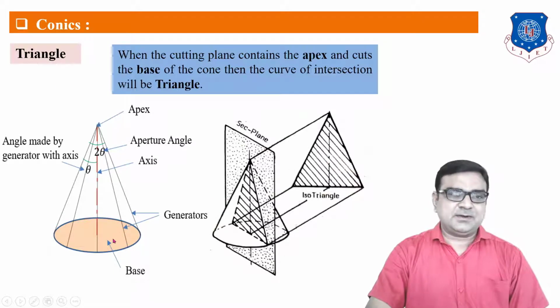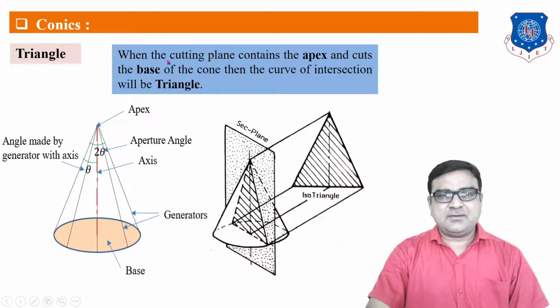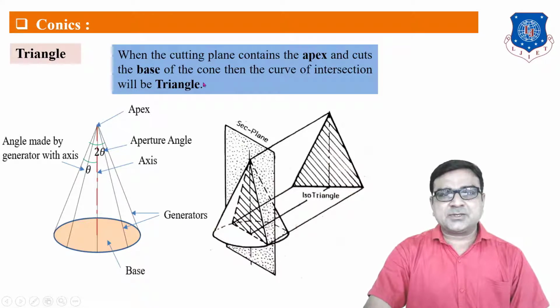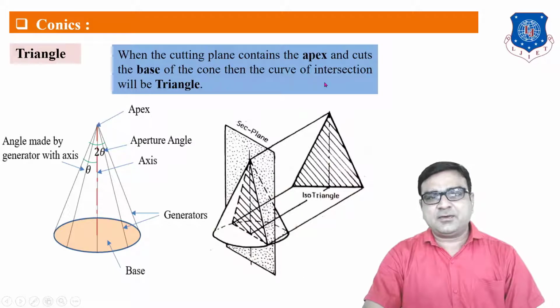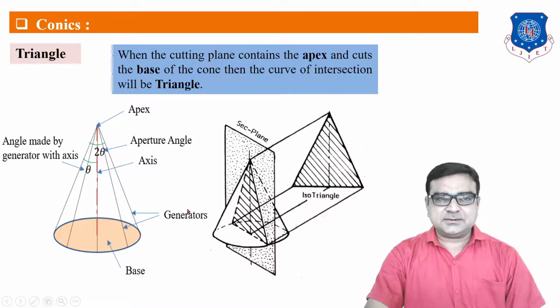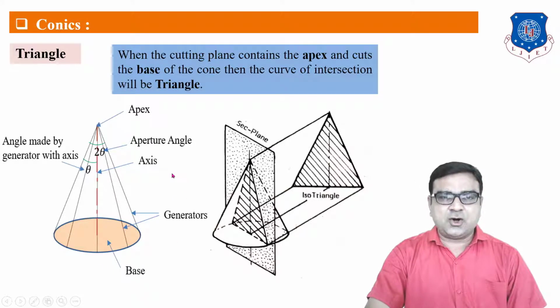Triangle. Okay, this is my cone. When the cutting plane contains the apex and cuts the base of the cone, then the curve of intersection will be a triangle. If we cut the cone with a cutting plane that passes through the apex and axis, then the true shape of the section is a triangle.